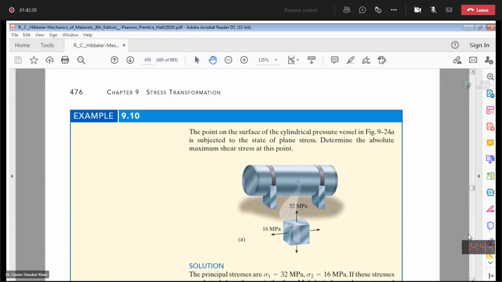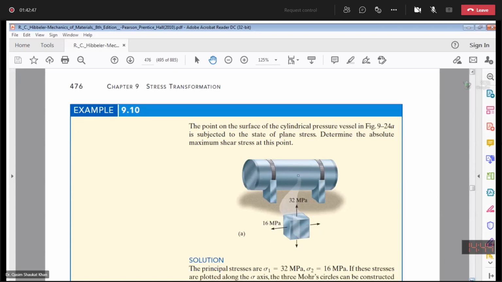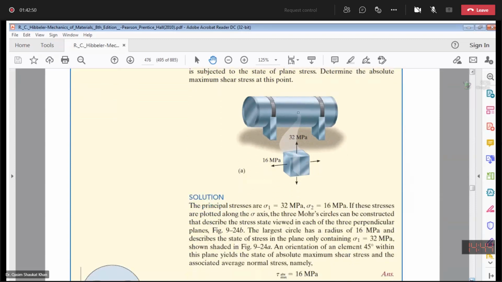The point on the surface of the cylindrical pressure vessel, as shown, is subject to the state of plane stress. They have given you the principal stresses, 32 megapascals and 16 megapascals. You are required to calculate the absolute maximum shear stress. Very simple. In this case, both stresses are positive, tensile in nature, so the larger principal stress will be sigma 1 and the smaller principal stress will be sigma 2.